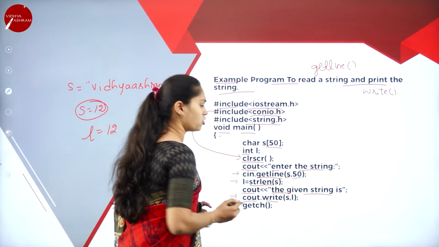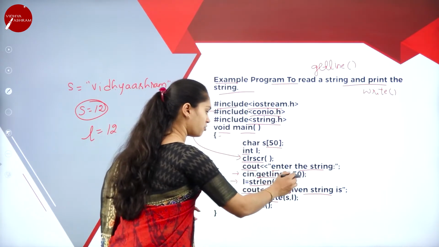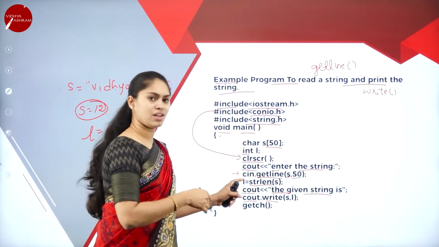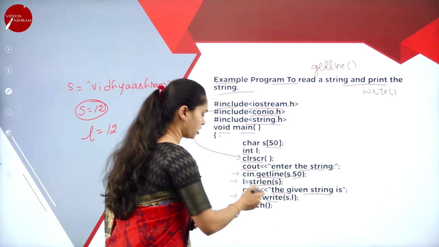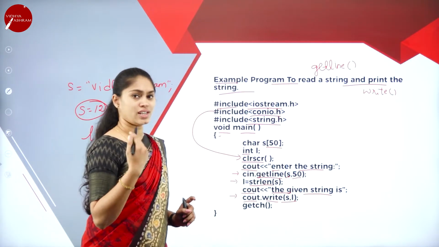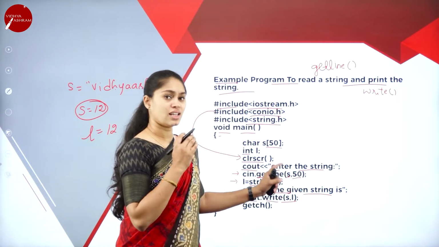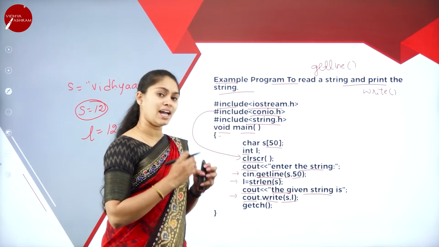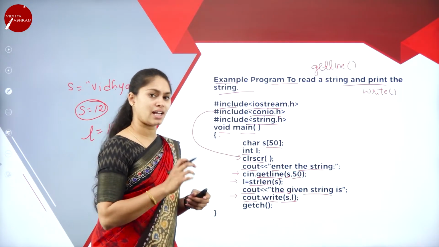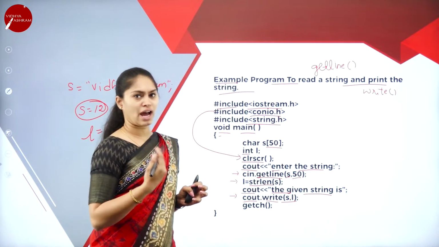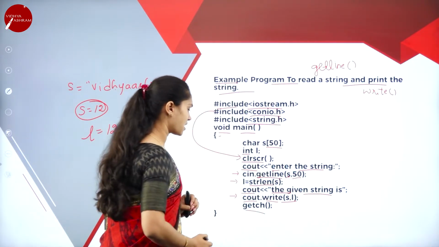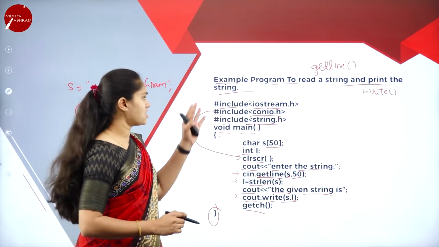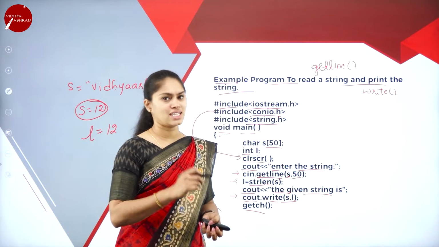Here, if I am going to take 50 characters, then that 50-character size will be stored in this L. Whatever we have in L, that is the length of a string, will be displayed. When I give 50, it doesn't mean that I have to take all 50 characters. That is the maximum size. I can have characters for S up to 50. You have to understand it that way. At last, the getch function, and I am going to close the main function. So this is related to how we are going to read and display the string.